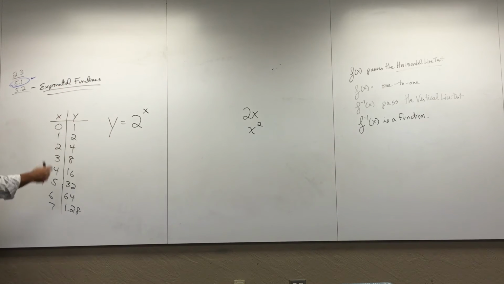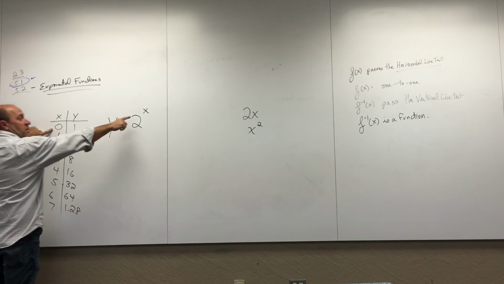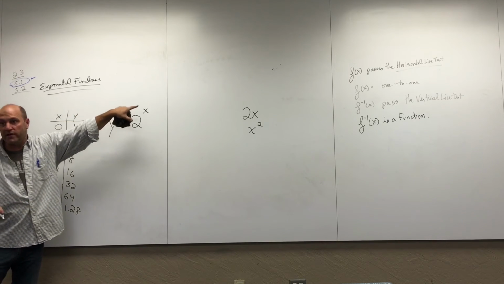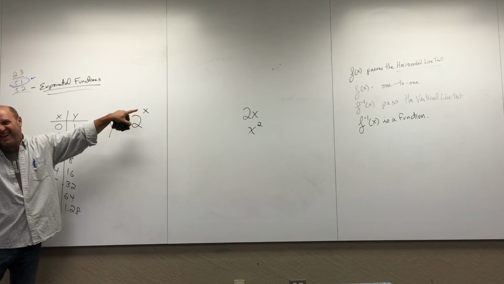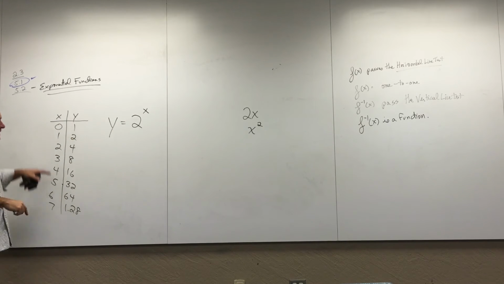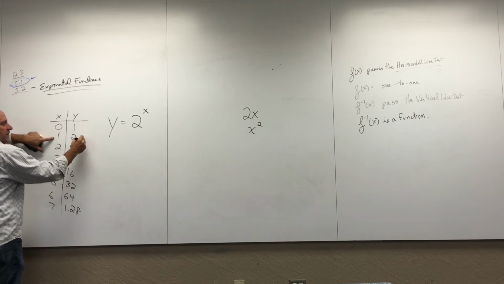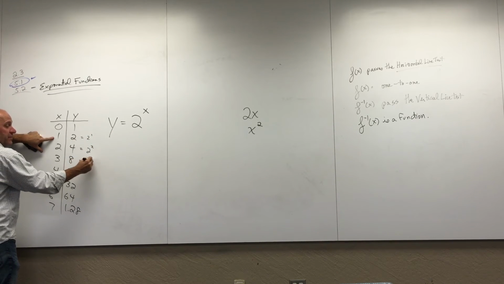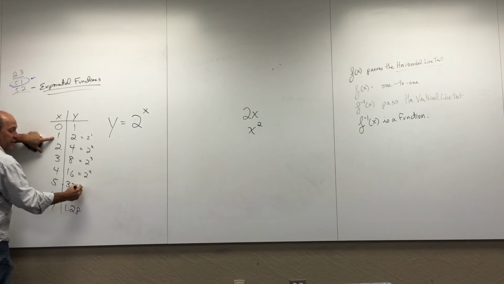And if you check this out, please plug in a 0 for x. What happens when you plug in a 0? Well, you might need to recall some exponent rules. 2 to the 0 is 1. Anything to the 0 power is a 1. This is just 2 to the first. This is just 2 squared. This is 2 cubed. This is 2 to the fourth. This is 2 to the fifth.